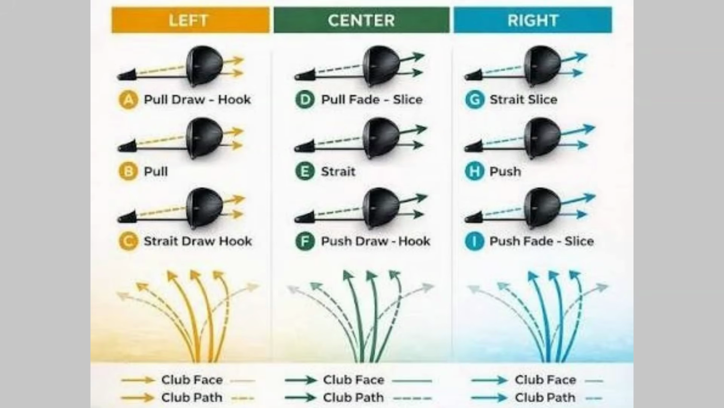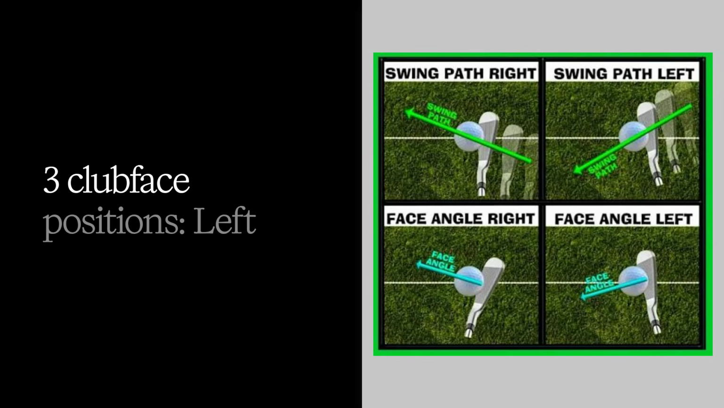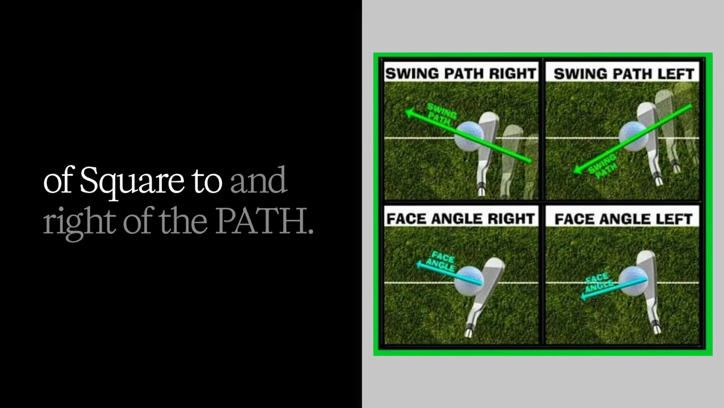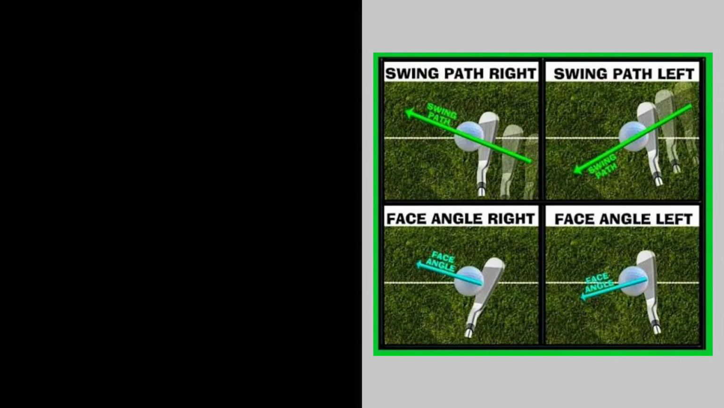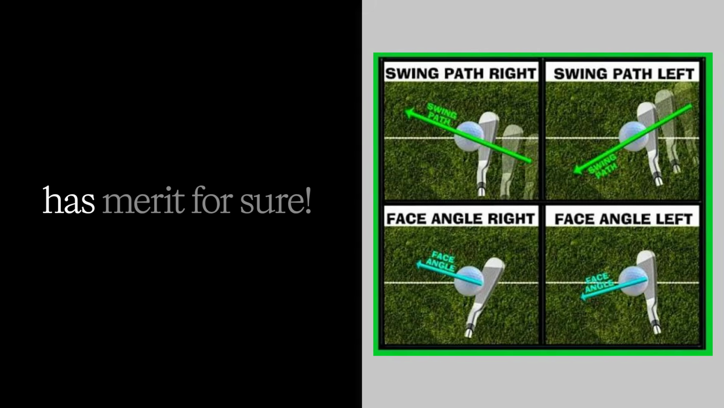Club face position is the predominant factor for initial direction the ball flies. The ball will sometimes start on the perfect runway and path towards the target, but the ball flight laws are influenced by club head path, club face angle, loft at impact, and, of course, club head speed. 3 club head paths: left of, toward, and right of the target. 3 club face positions: left of, square to, and right of the path. The old saying, swing easier for more distance and tighter dispersion, has merit for sure.